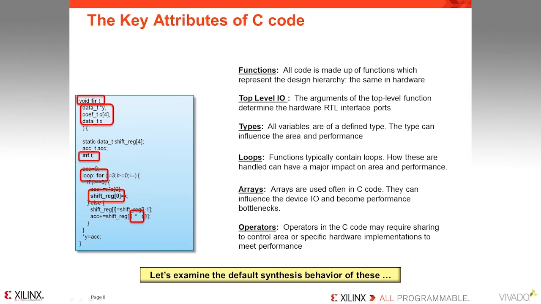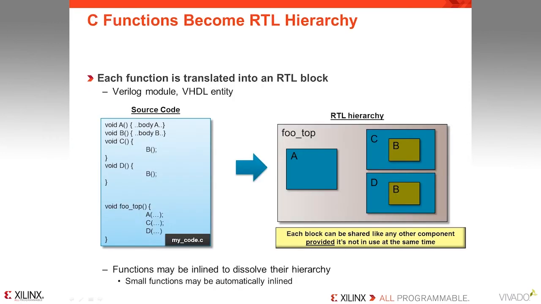If we look at functions, on the left-hand side here, we have some source code where you see a top-level function at the bottom has functions A, C, and D within it. Functions C and D both have a function B within those. When this is synthesized into hardware, we end up with a hierarchy. We have a top level called foo top. Inside that, there are 3 blocks, A, C, and D. And within C and D, there's a block called B. So you can see that the functions in the C code synthesize directly to the RTL hierarchy.